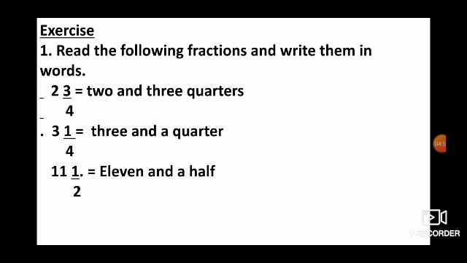In the second they have given us 3 and 1 upon 4. Now how do we read 1 upon 4? As a quarter. So we will write 3 and a quarter. In the third one they have given us 11 and 1 upon 2. And 1 upon 2 is half. So how will we read this? 11 and a half. In this way you have to write them in words.